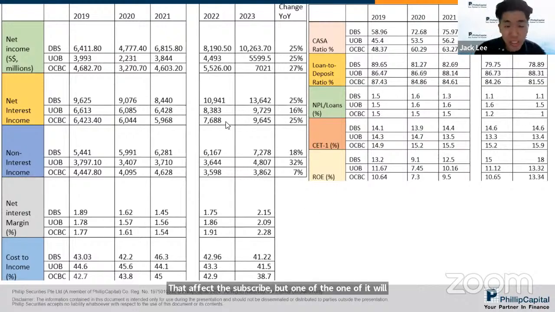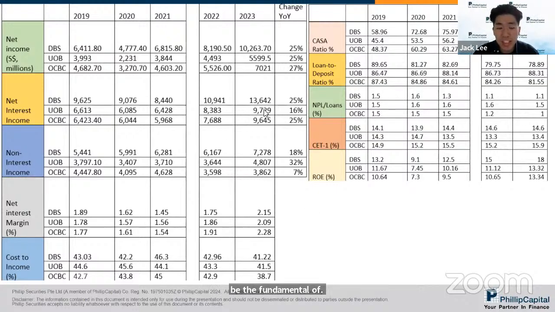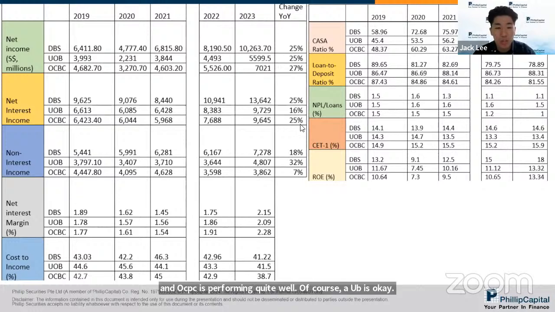So during 2023, we know that it was a high interest rate environment. So net interest income for the banks was very good, performing very well. You can see DBS is growing 25%, UOB is growing 16%, OCBC is growing 25%. So comparing, I think DBS and OCBC are performing quite well. Of course, UOB is okay, but loses to these two banks.